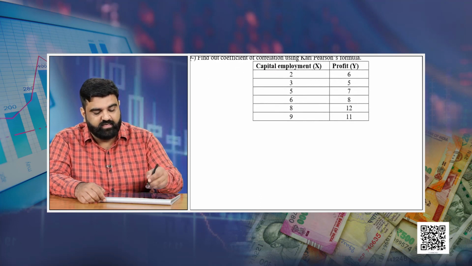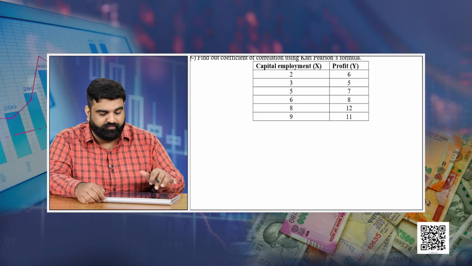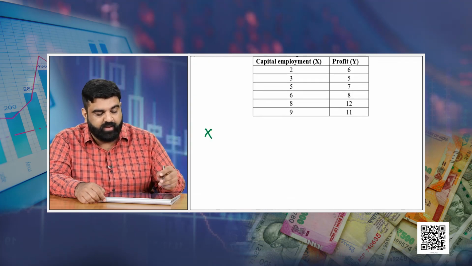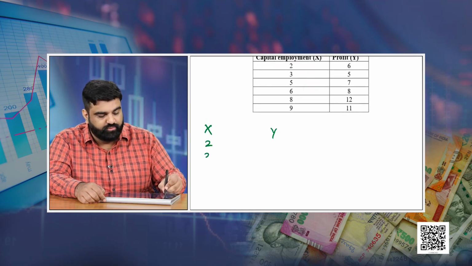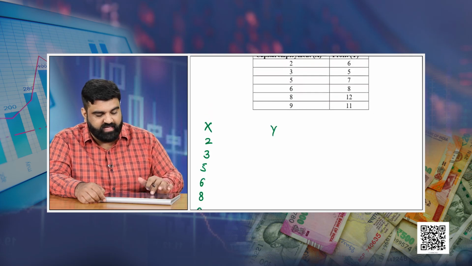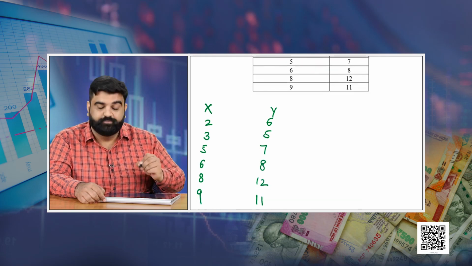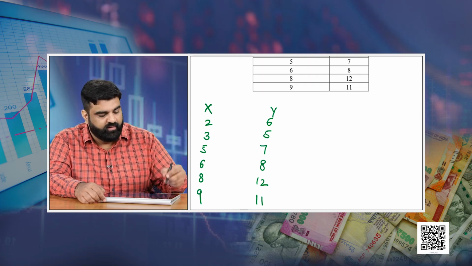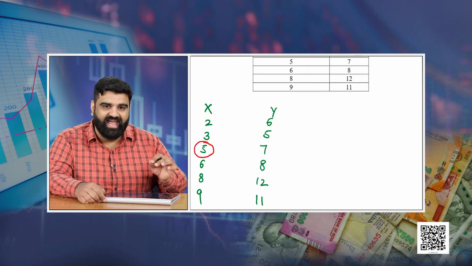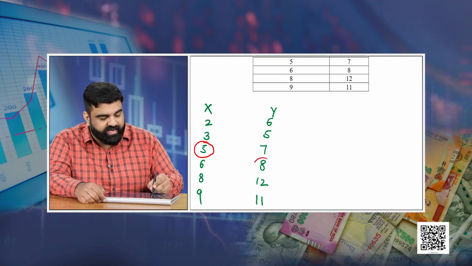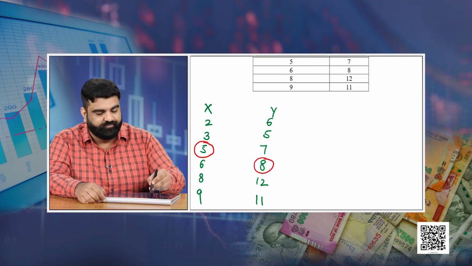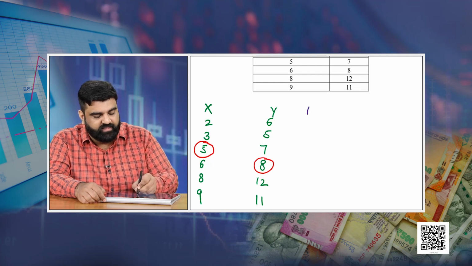So, we have this question in place where we have capital employed and profit. So, assuming capital employed to be x and profit to be y. So, we have 2, 3, 5, 6, 8 and 9, and then we have 6, 5, 7, 8, 12 and 11. So, I am assuming 5 to be the mean in the x series and 8 to be the mean in the y series. So, let me calculate dx first.